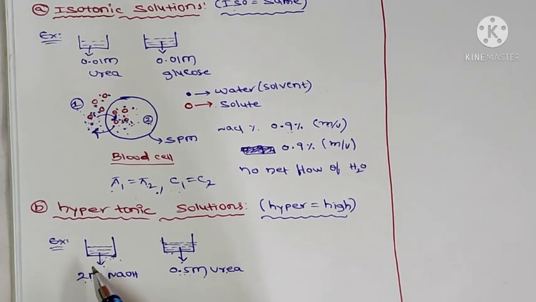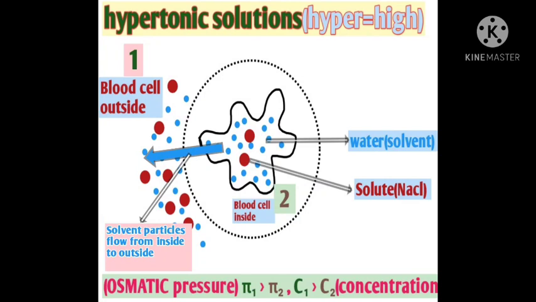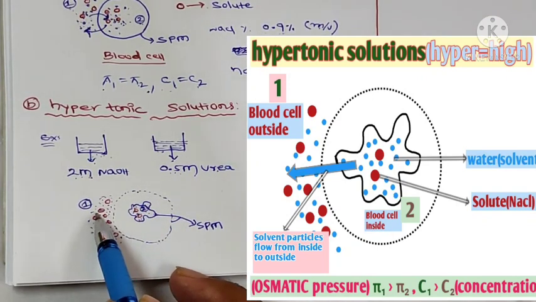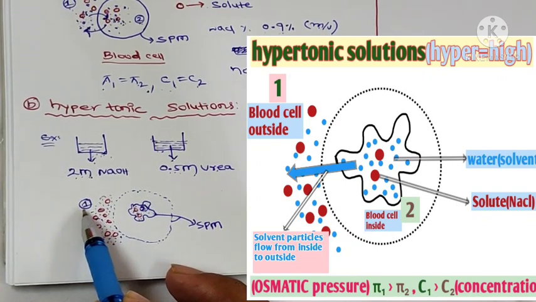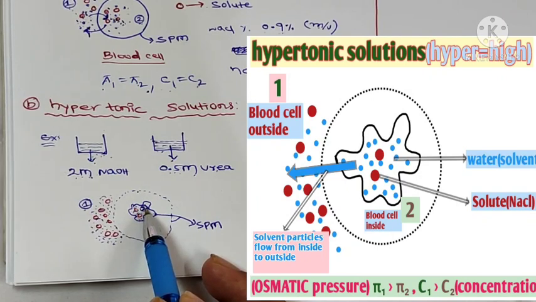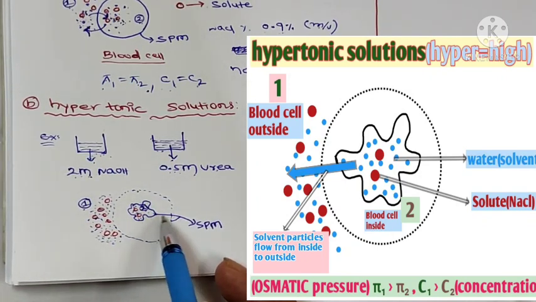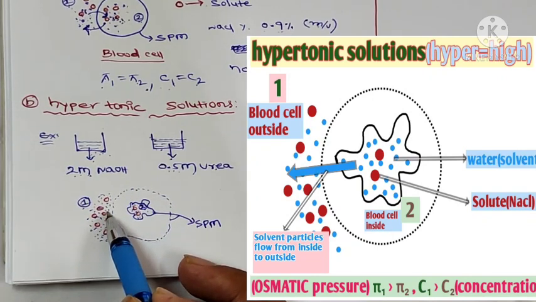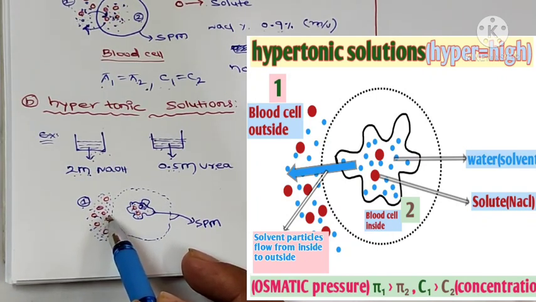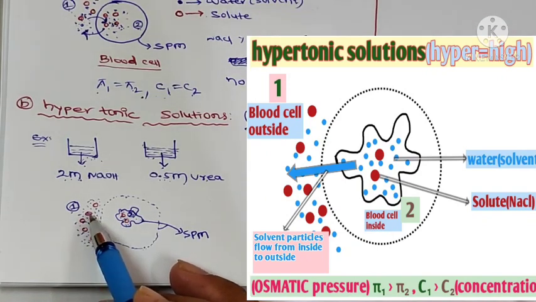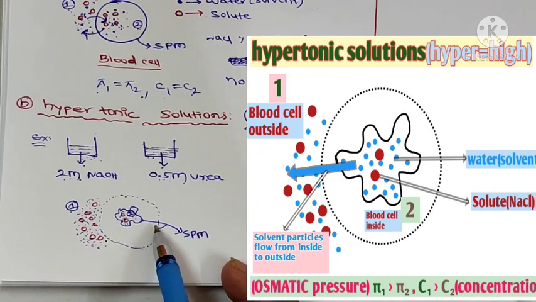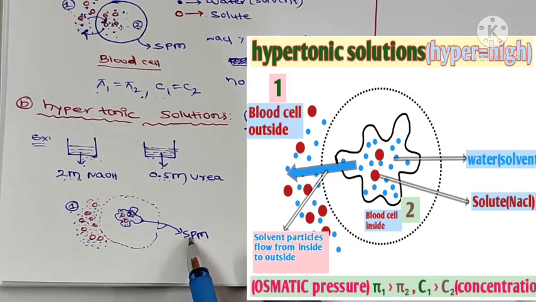Let me take one example for explanation. So here this is the blood cell and this is the outside of the blood cell. The outside of the blood cell indicated by 1 and inside the blood cell indicated by 2. And this is the cell membrane, and that cell membrane acts as a semi-permeable membrane, and that blue dots show the solvent, nothing but water. Here we are taking the water as a solvent, and that red dots show the solute. So there are more number of solute particles outside the blood cell and less number of solute particles inside the blood cell.